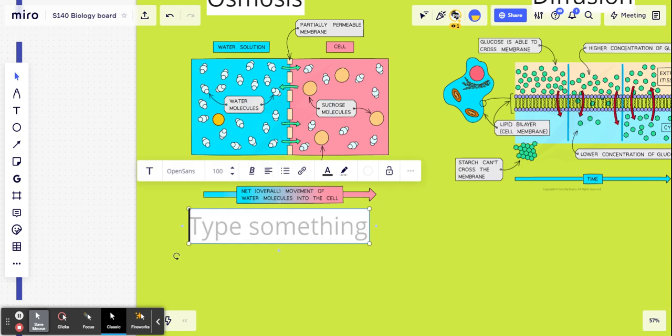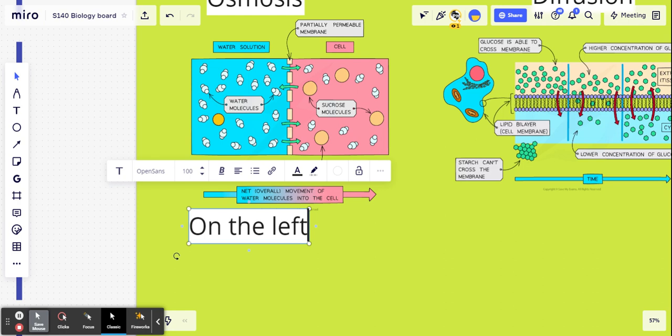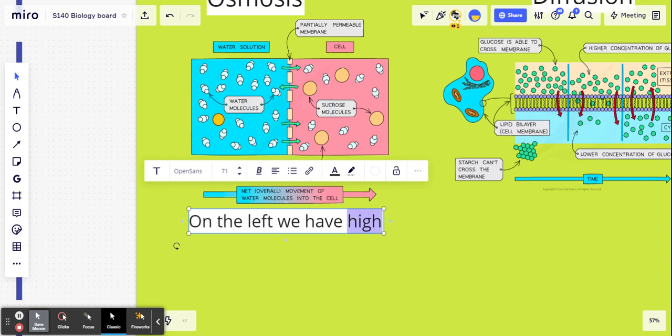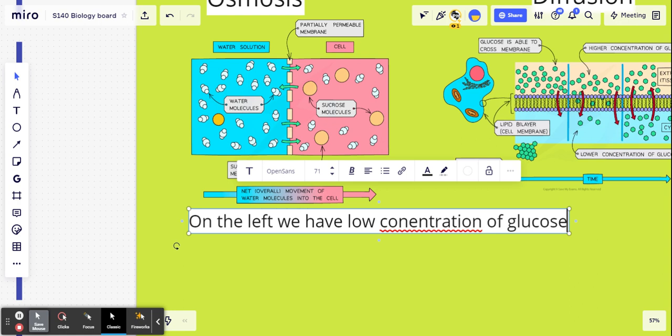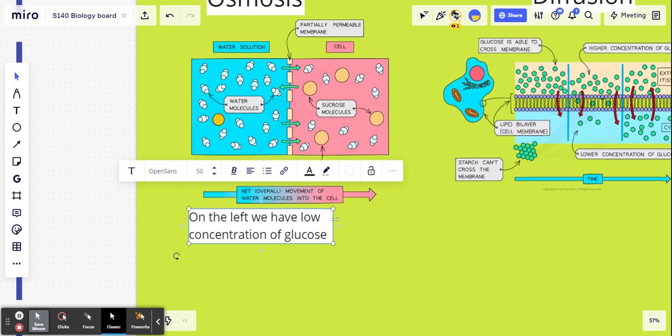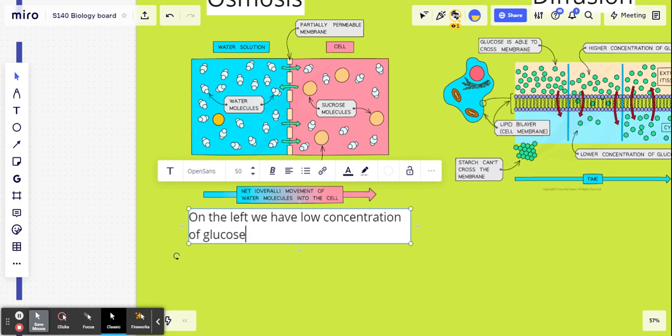But basically, on the left of this diagram here, we have a low concentration of glucose, and we can call this a high water concentration because you can see that there's a large amount of water. There's a large percentage of the stuff that is water. High water concentration. The reason why they tend to use water concentration is because that's the thing that's moving. Okay, so this is a low concentration of water.